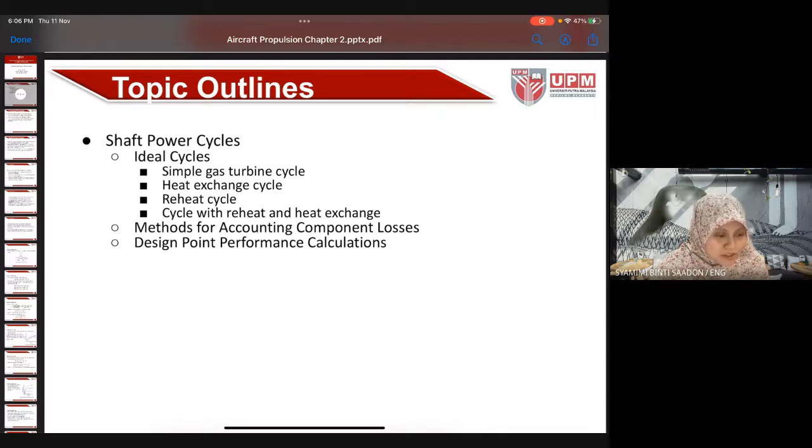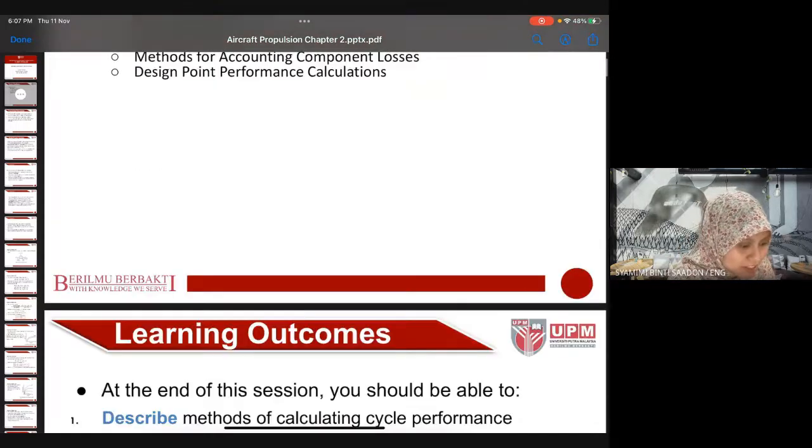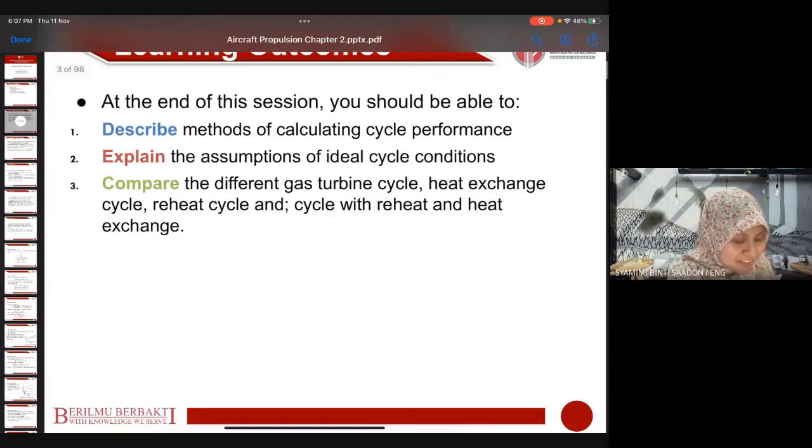Then we will cover the methods for accounting for component loss, the factors that affect the energy loss or performance loss of an aircraft engine cycle. And the last one is about the design point performance calculation, some of the equations and formulas to evaluate the performance of the cycles. So we start. Next, the learning outcomes: it's about cycle performance, cycle conditions, and different gas turbine cycles.